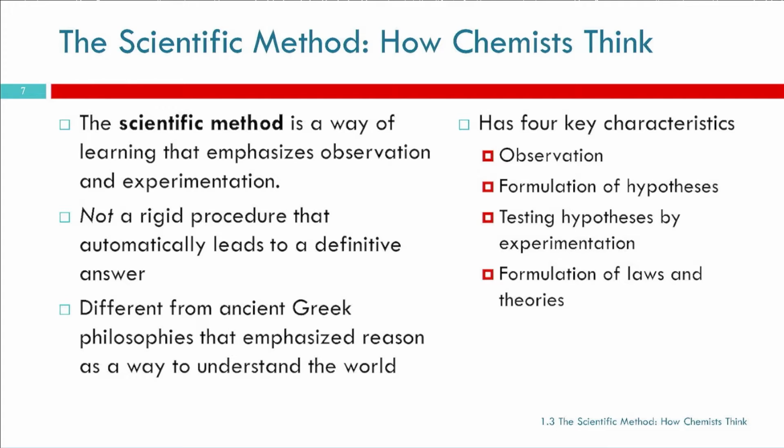But now, we have this scientific method to guide the way we think about things. And there are 4 key characteristics. We make an observation, right? So we could say, oh, magnets stick to each other, at least in certain ways. And then we can formulate a hypothesis.